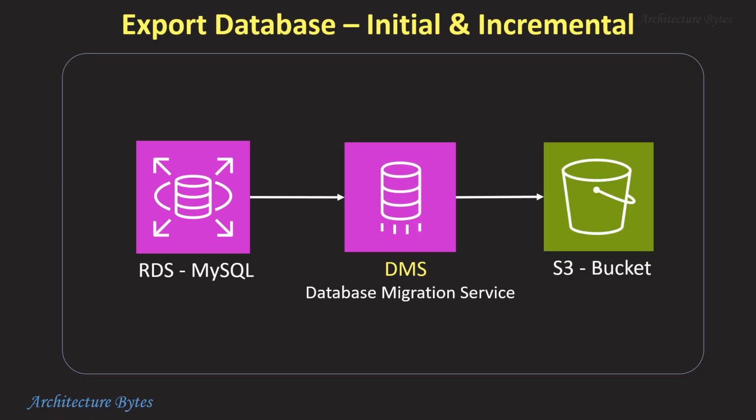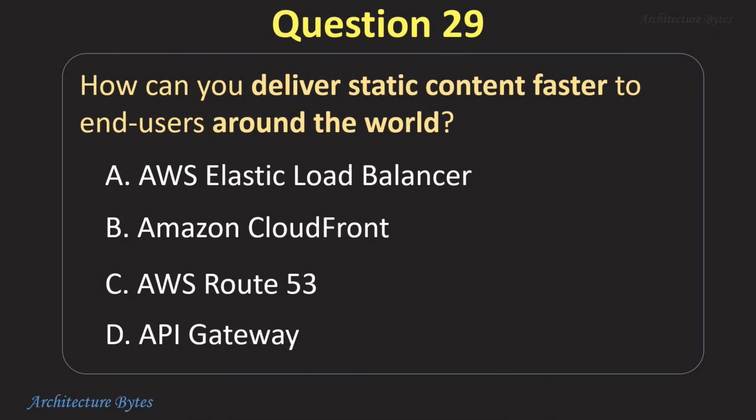It can initially do a full data export from database to S3 and then continuously replicate changes from database to S3, keeping it synchronized. How can you deliver static content faster to end users around the world?